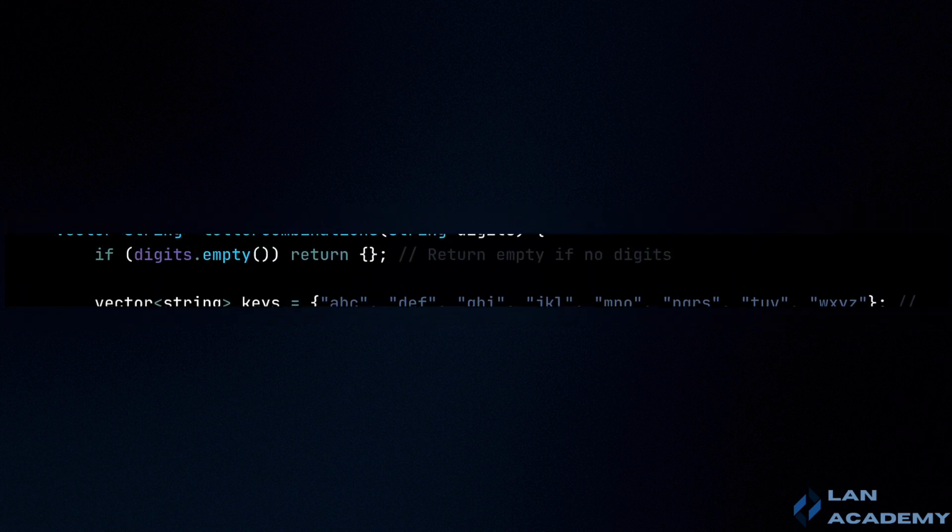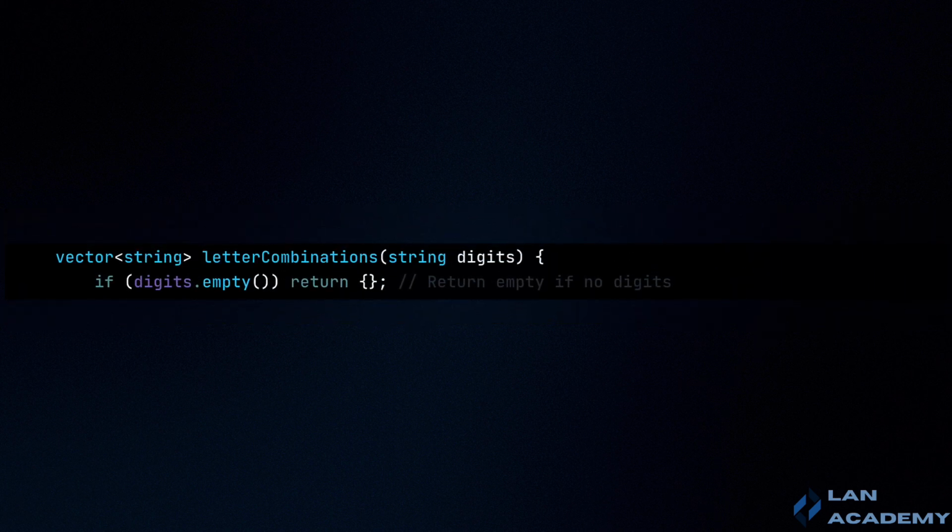The first thing our function checks is whether the input string is empty. If the string is empty, there are no digits to process, and hence no combinations can be generated. In this case, the function returns an empty list immediately. This is our base case, ensuring that the function handles edge cases gracefully.